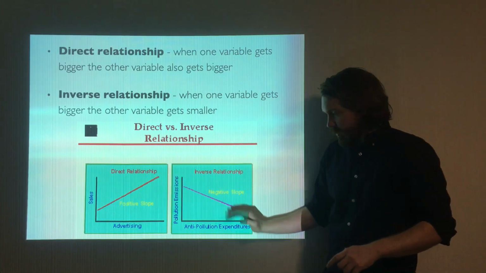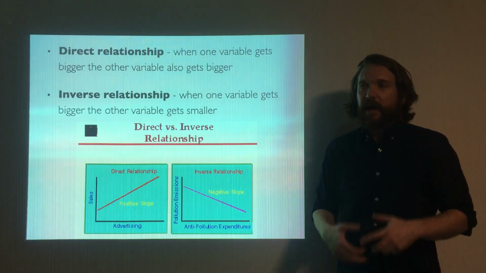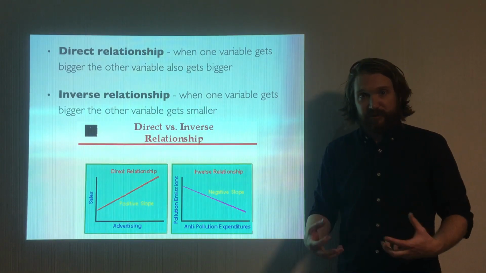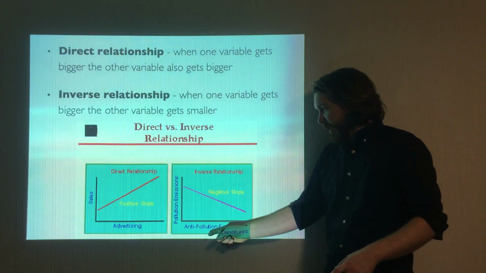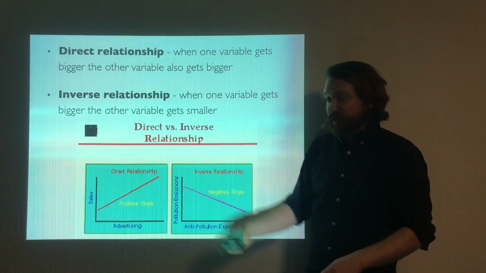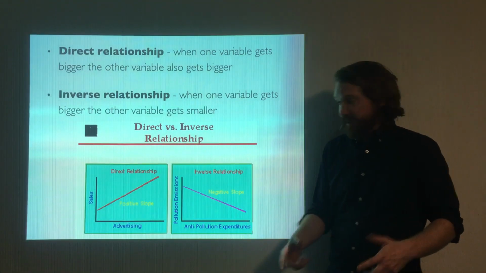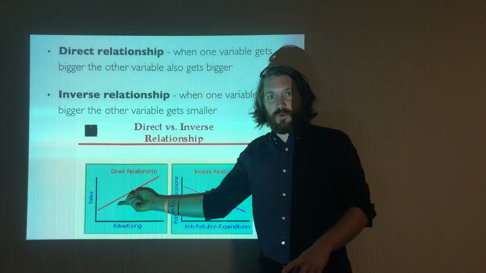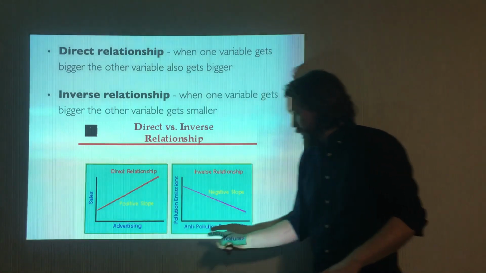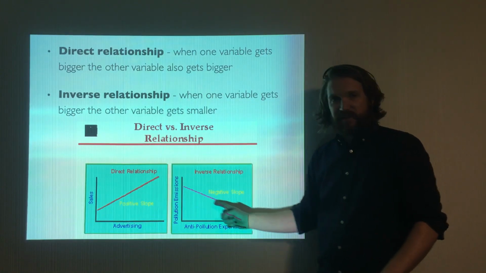Whereas here, we have an inverse relationship, right? It's going down. Here, we have anti-pollution expenditures, meaning how much money a company is spending to fight pollution. Well, the more money a company spends to fight pollution, your pollution emissions, how much pollution you have, goes down. And notice, in direct relationships, when one gets bigger, this one's increasing, so this one's increasing. Whereas here, as this one's getting bigger, this one's getting smaller, okay?